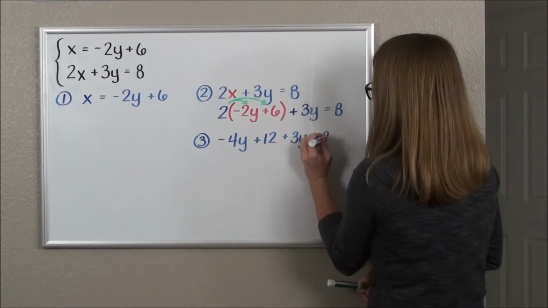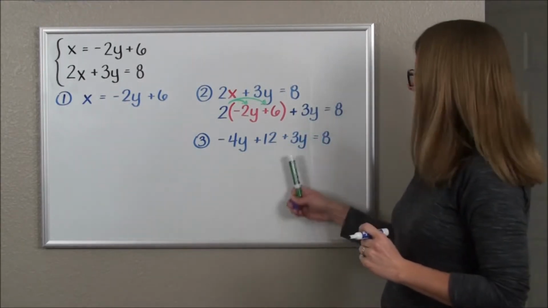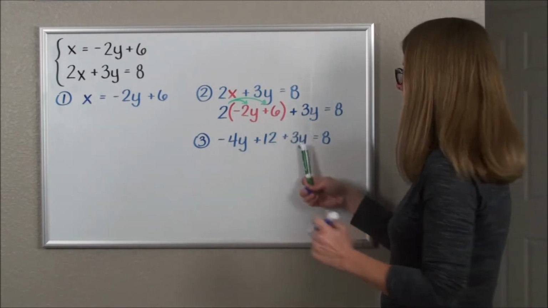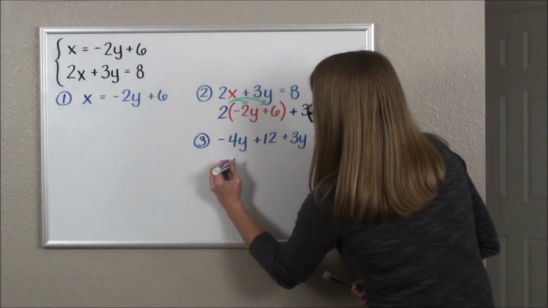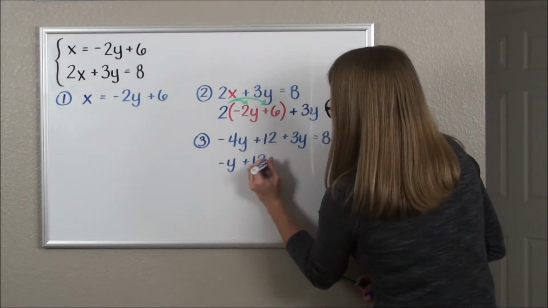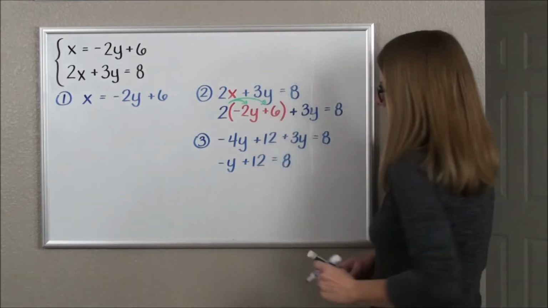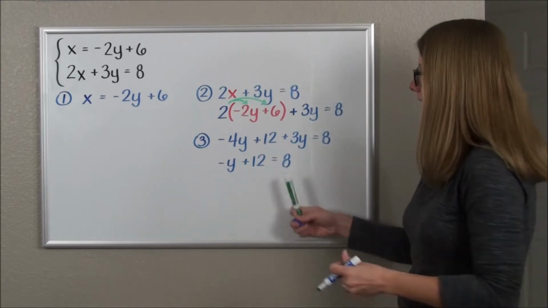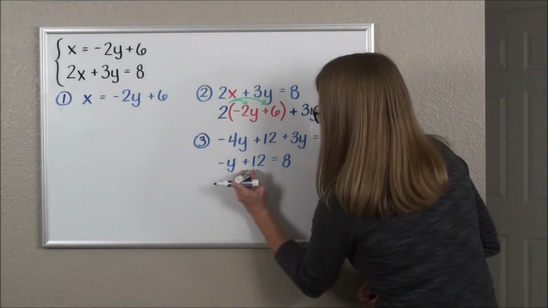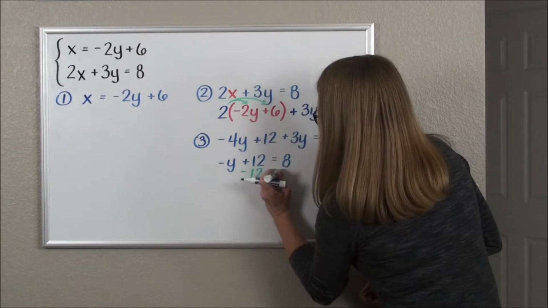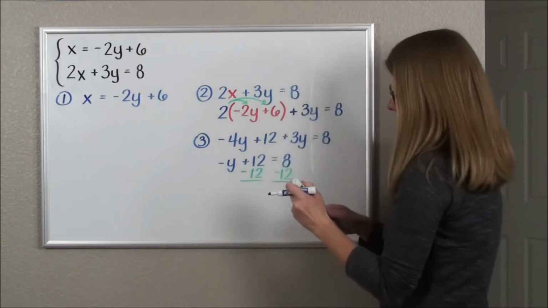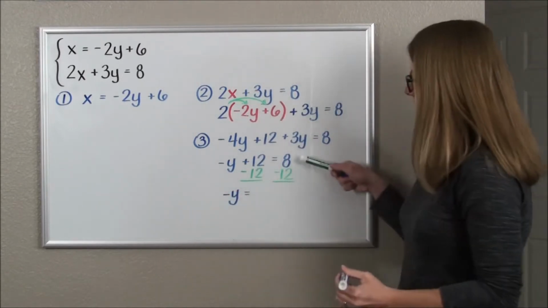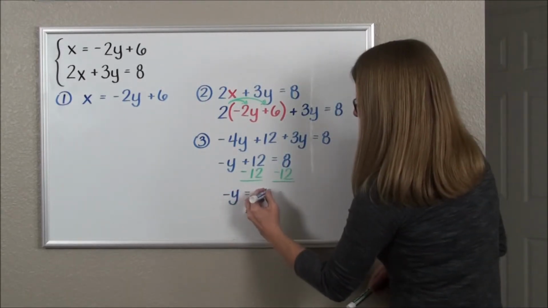So there's our distribution. Now we need to combine like terms to clean things up. On this left side, I see that there are 2 terms that have a y. I have -4y + 3y. So that's going to give me -y. I'll copy the +12 and the = 8. And so now to get y by itself, the next thing I'm going to do is relocate the constant to the other side, move it out of the way. We want numbers on the right with our variable on the left. So we get -y on the left. On the right we have 8 - 12, which is -4.